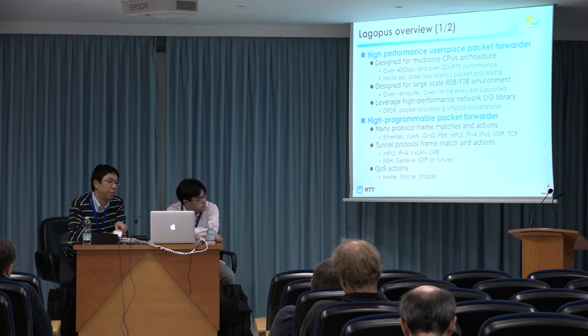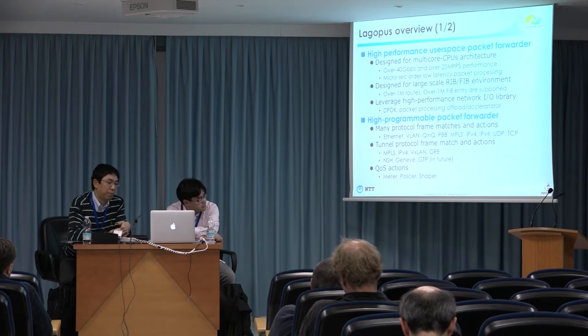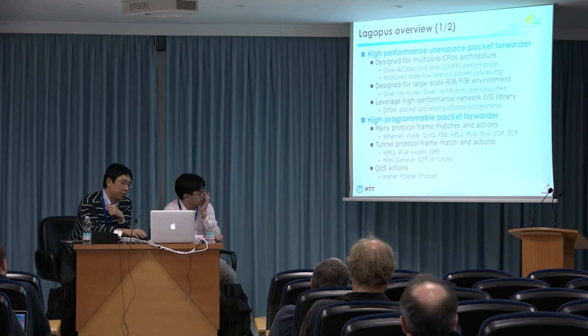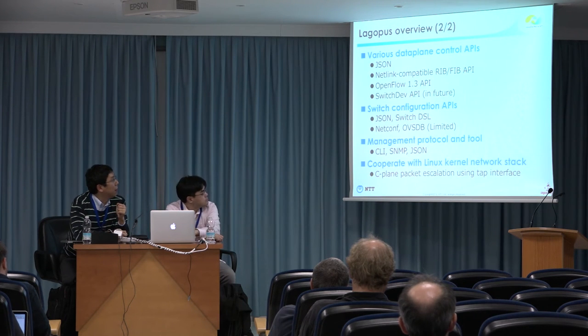Recently, many users want to enable overlay-type networking using MPLS, VXLAN, and GRE. And also, in the future, we will support NSH, UDP, and GTP. And also, we provide a QoS action for some use cases. And for the programmable data plane, we provide a lot of APIs to control the data plane using JSON and a Netlink-compatible API.